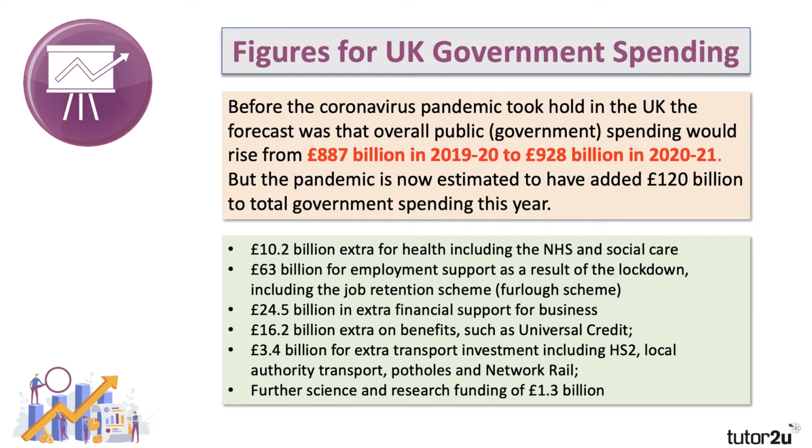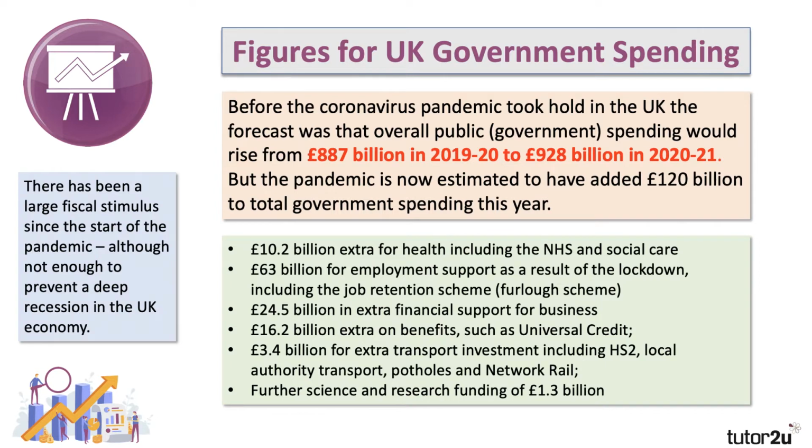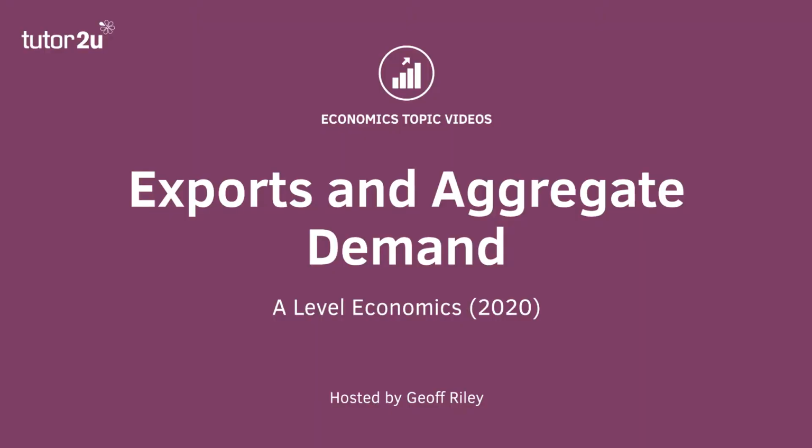Some extra spending on transport investment, filling the holes in the roads and adding to funding of local authority transport, and actually an extra £1 billion on science and research funding. Well, these things clearly add up to a substantial increase in government spending. So what we've seen happen in 2020 is a very large fiscal stimulus, an increase in government spending, mainly funded by the government borrowing more money, issuing new debt as a way of supporting aggregate demand. Although not enough to prevent a deep recession in the UK economy, without it, the recession would have been much, much deeper. We'll spend a few minutes thinking about exports in our next video.